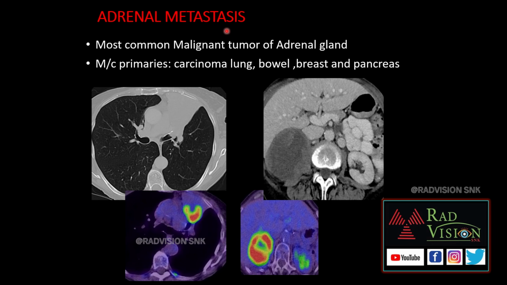Adrenal metastasis is the most common malignant tumor of the adrenal gland. The most common primaries include carcinoma of the lung, bowel, breast and pancreas. So this is a known case of small cell carcinoma of the lung showing right adrenal gland metastasis. FDG PET study shows increased uptake of both the primary lung mass and the metastatic adrenal mass.